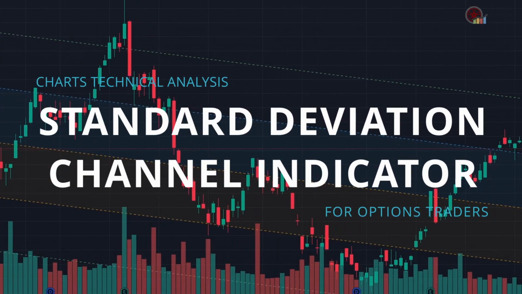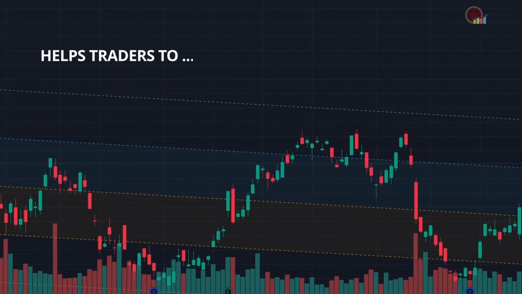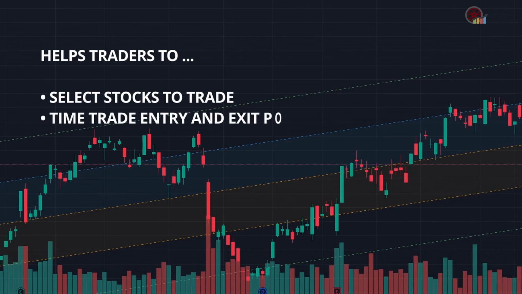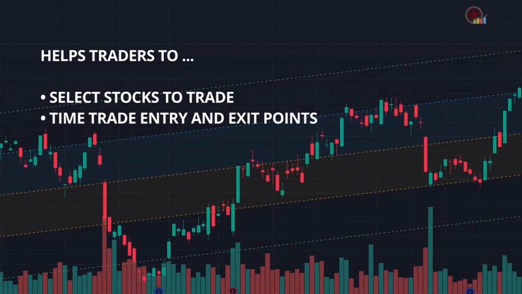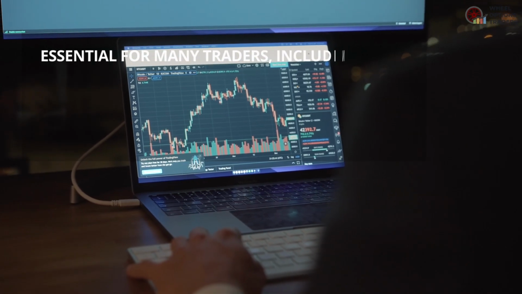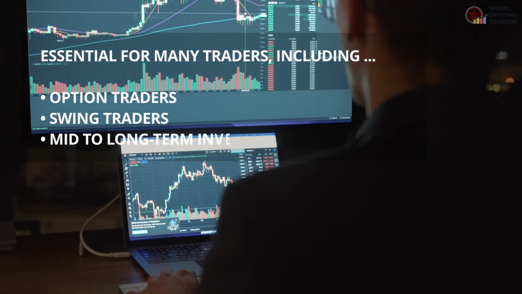The Standard Deviation Channel indicator is an extremely powerful tool for helping us select stocks to trade and also for considering when to enter and exit trades. Best of all, it's simple and straightforward to use. It's an essential tool for many traders, especially option traders, swing traders, and even mid to long-term investors.